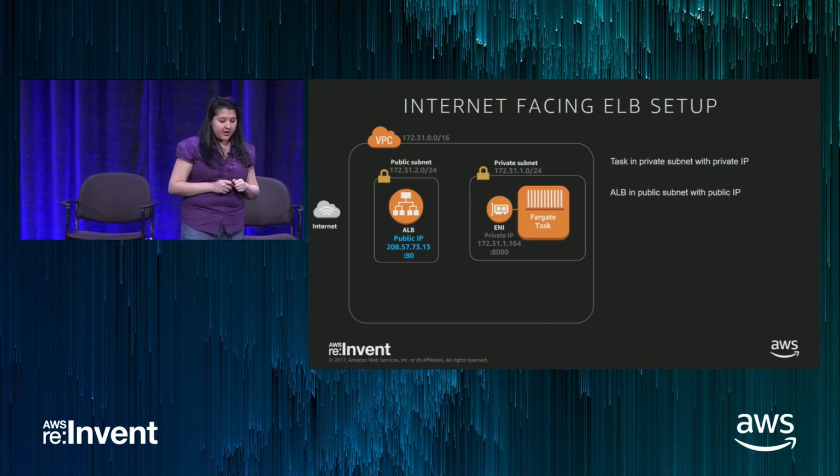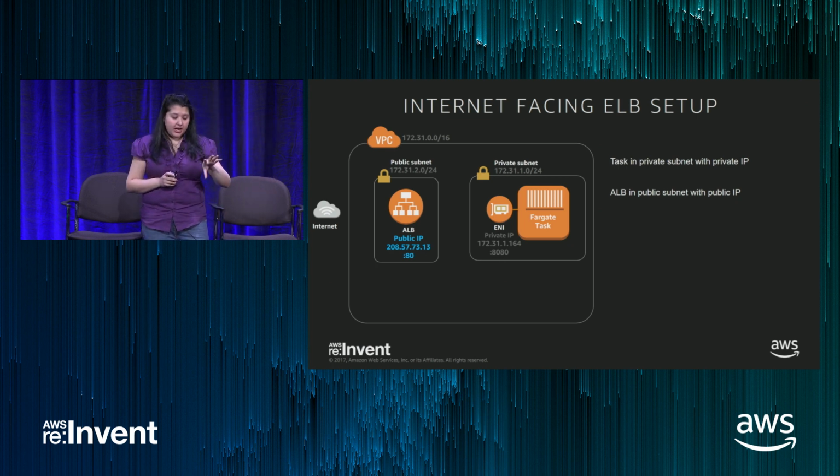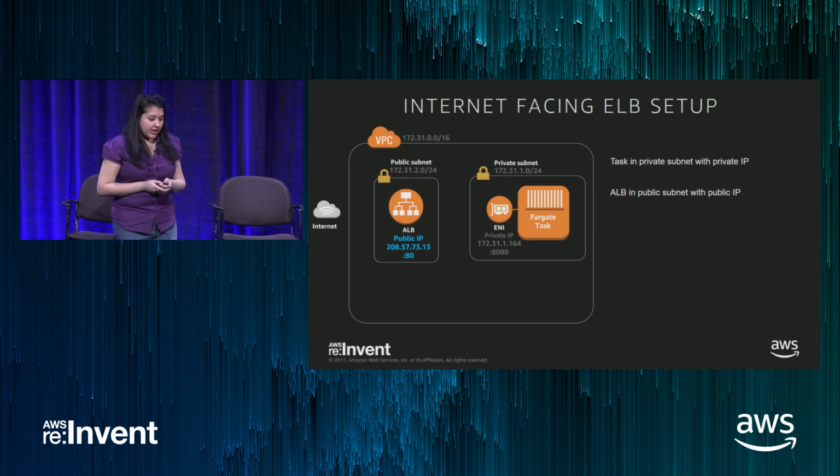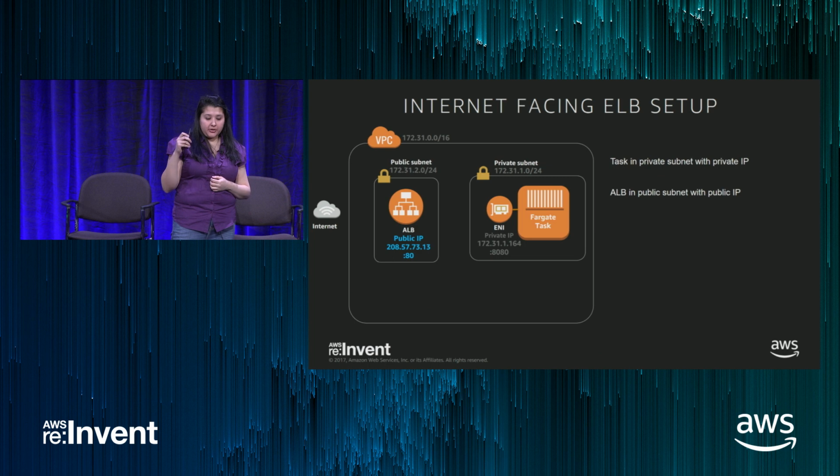All right, so back to our network picture here. The setup is very similar to the private task setup that we saw with the NAT gateway. You want to keep your task in the private subnet. It has a private IP address. It doesn't have a public IP address in this case. And in your public subnet, instead of a NAT gateway, you put a load balancer. You put your ALB in there, right? And your ALB, if you are using an internet-facing ALB, it gets a public IP address.